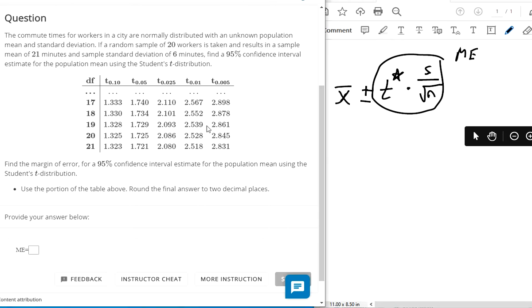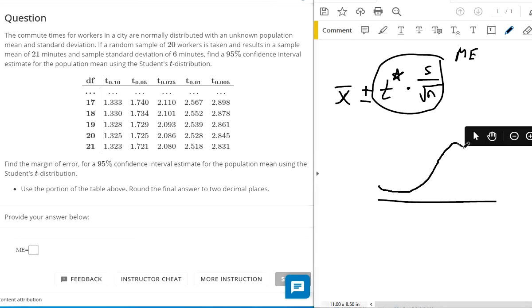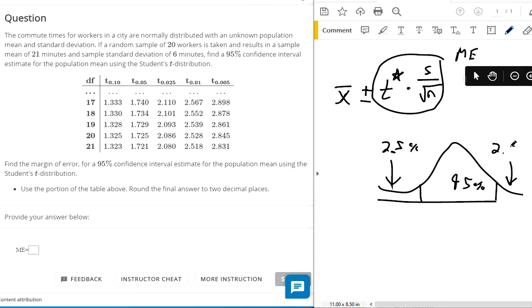I think this sticks with what we saw in the previous sections. They're giving us values for t that tell us area to the left. So if you want a 95% confidence interval, that means you want to have 95% of your distribution in the center. So that means you need to have 2.5% over here and 2.5% over here. There's got to be a split there: 2.5% on the left, 2.5% on the right.